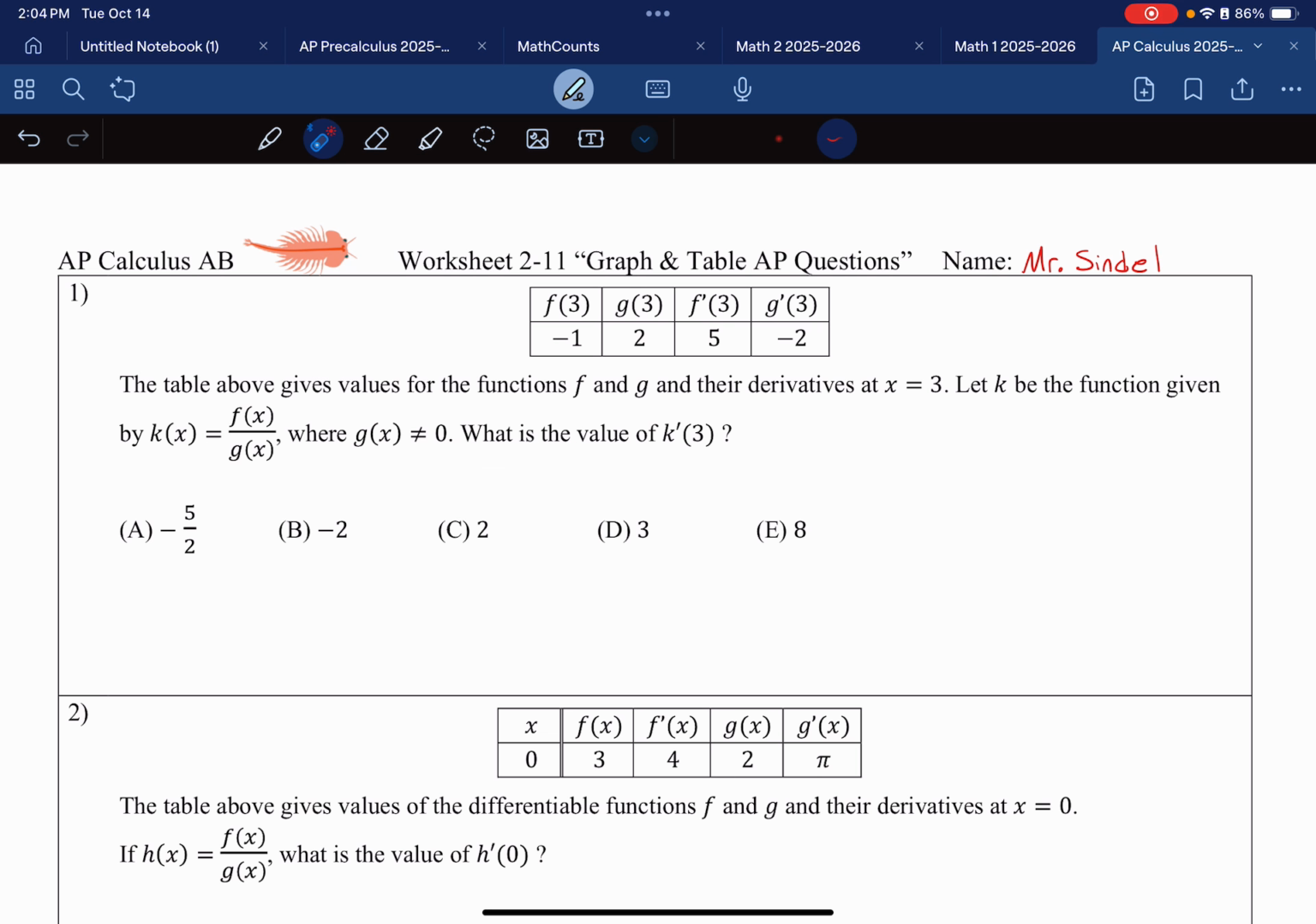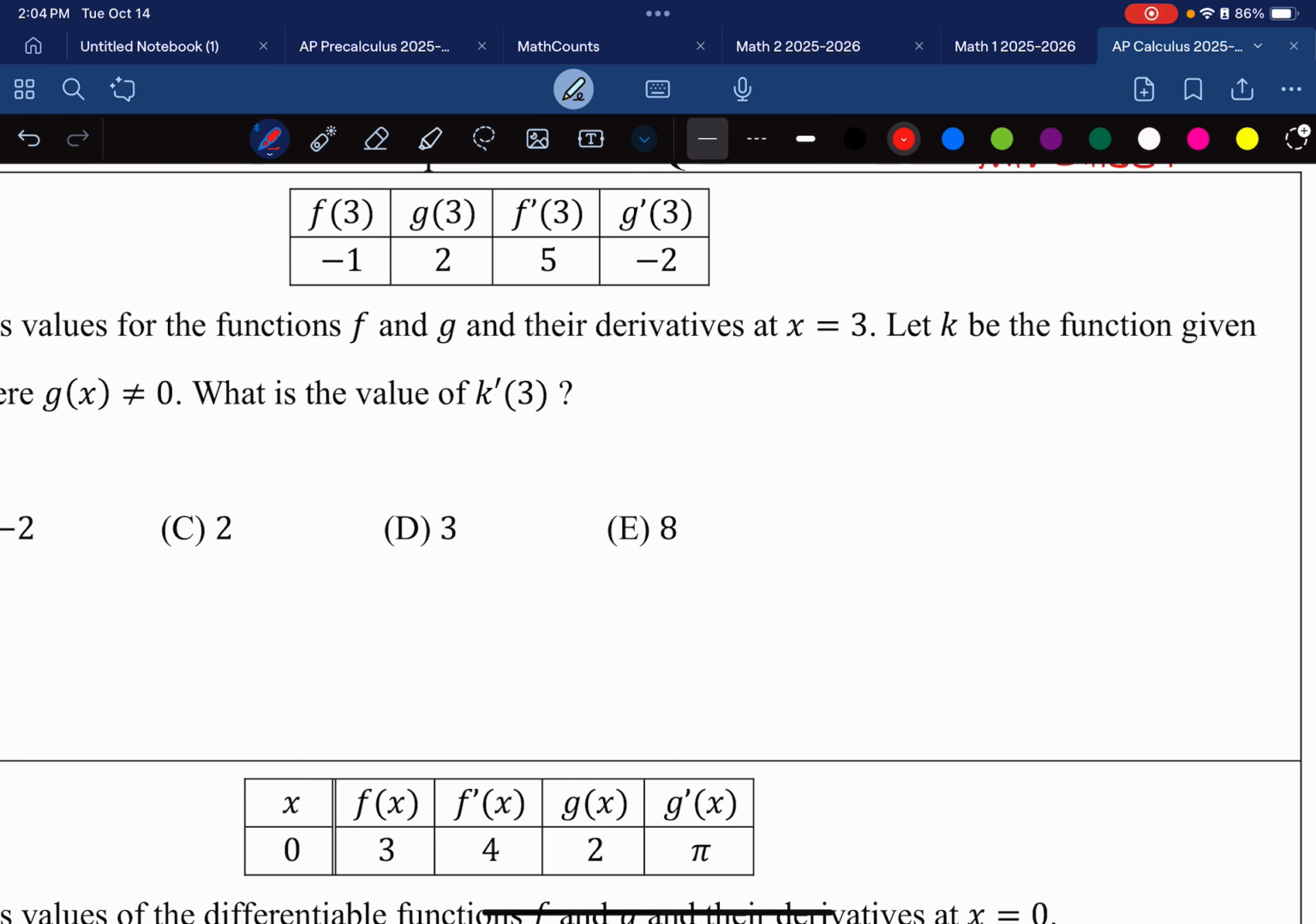Okay, I need to find what K is. K is defined by a fraction, and of course, we don't want the denominator to be 0. We need to take the derivative because that's K prime. Taking the derivative of a fraction invokes the quotient rule. Once again, quotient rule is low d high minus high d low, all divided by low squared.